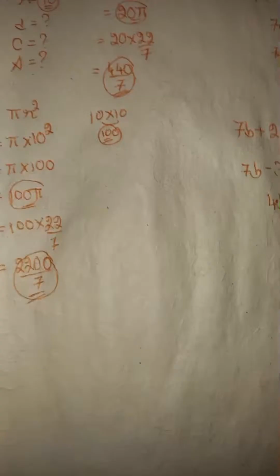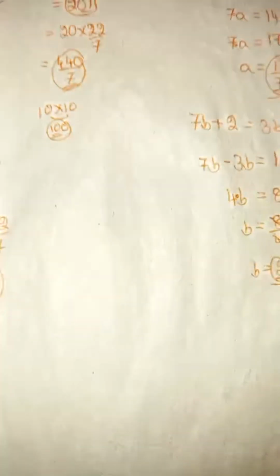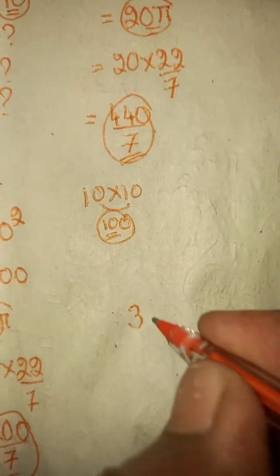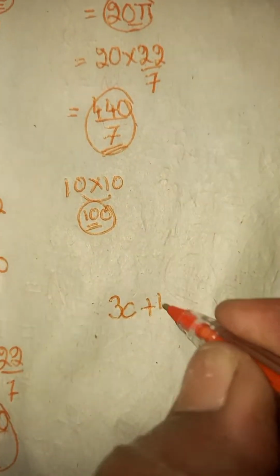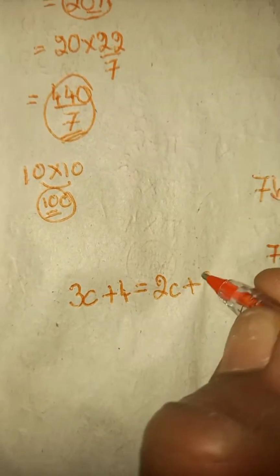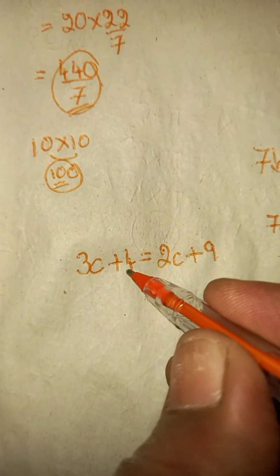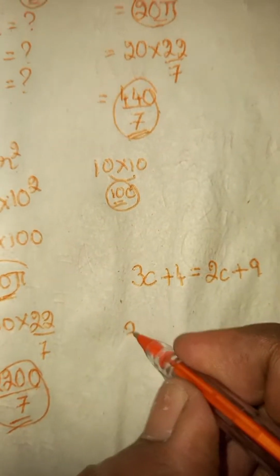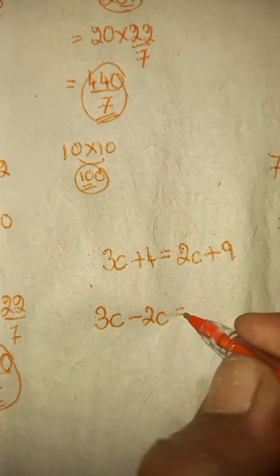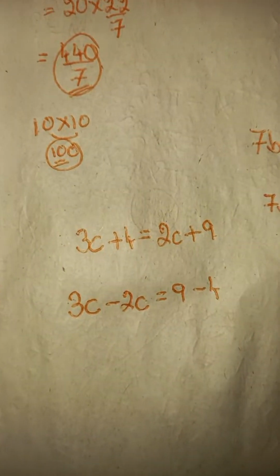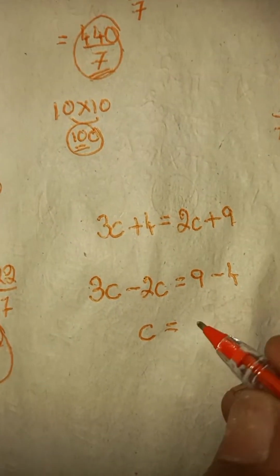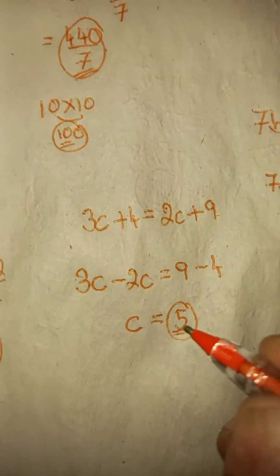In this problem, here they are giving 3c plus 4, which is equal to 2c plus 9. Send this 4 that side, it becomes minus 4, and 2c this side, it becomes minus 2c. 3c minus 2c equal to 9 minus 4. Now 3c minus 2c is c, equal to 9 minus 4, which is 5. So that's the value of c.